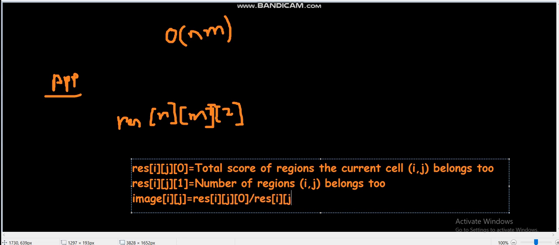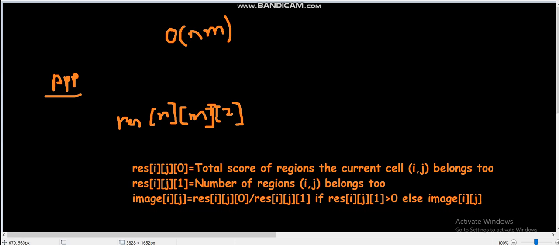Now there will be some cases where we have to check if race ij1 is 0, which means the current cell is not belonging to any of the regions. So we can say if race ij1 is greater than 0, then only we can take this function, otherwise it will be image ij. This is the algorithm, there is nothing else.